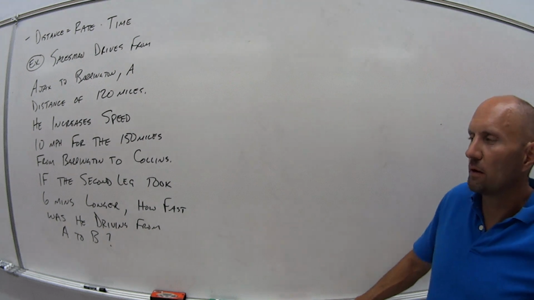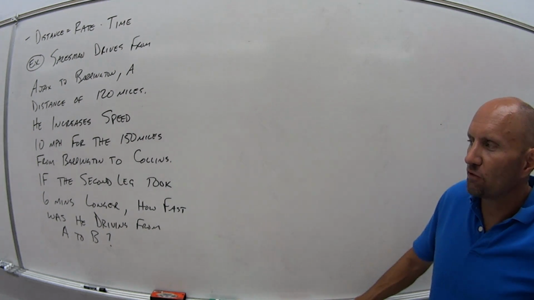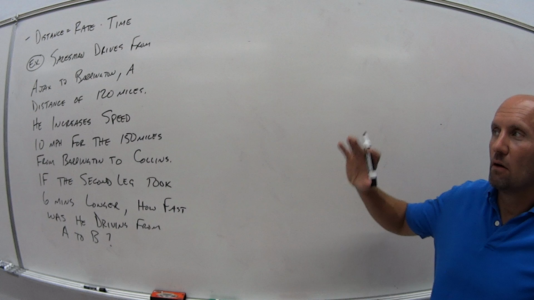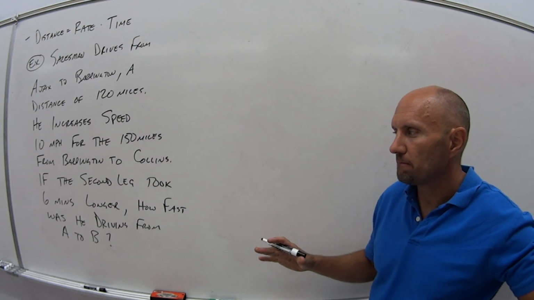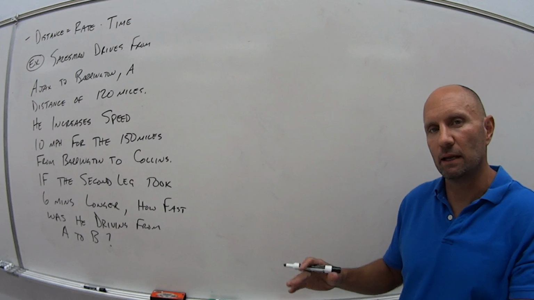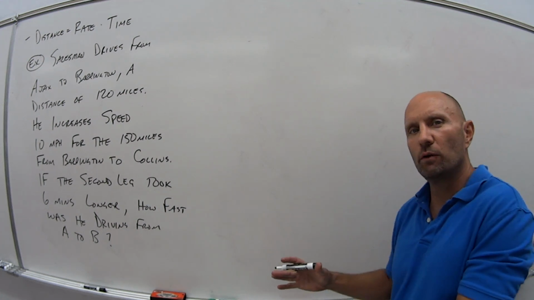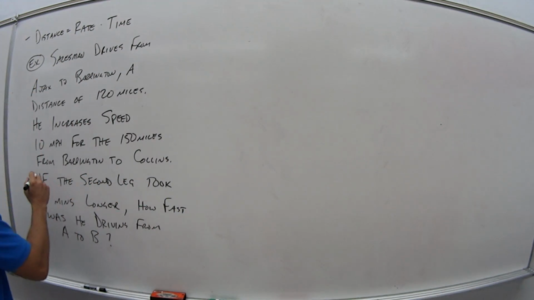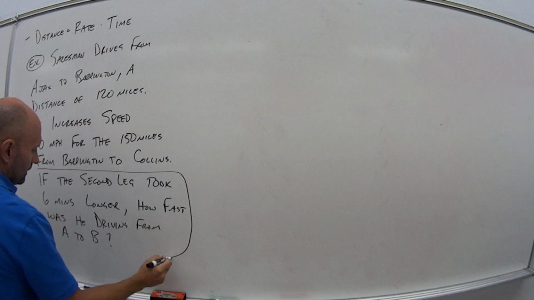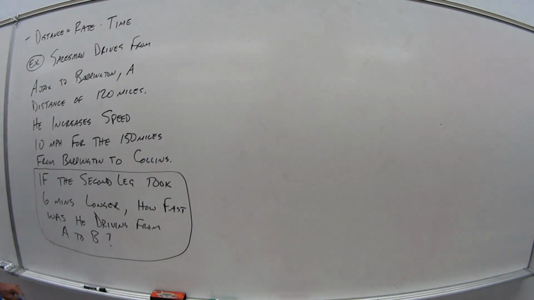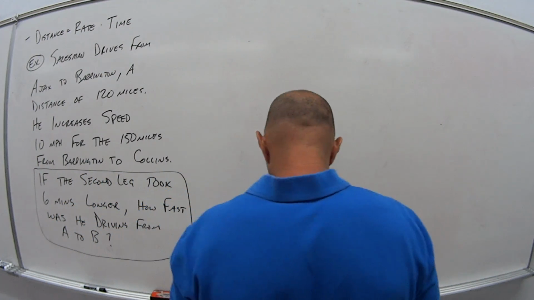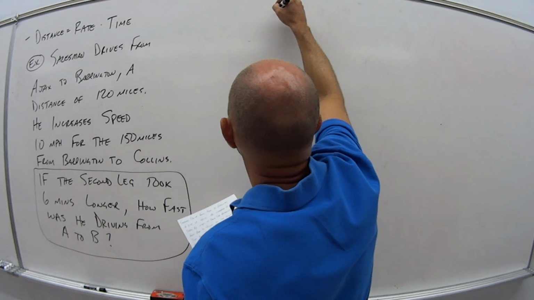All right, so a bunch of stuff going on here, a bunch of variables we're going to have to contend with. Like I told you, we have to figure out the relationship for this kind of problem. So how are the times related? Or how are the rates related? Or how is the distance related? Well, what does it give us here? And the last sentence is where you're usually going to want to look for this. If the second leg took 6 minutes longer than the first, how fast was he driving?